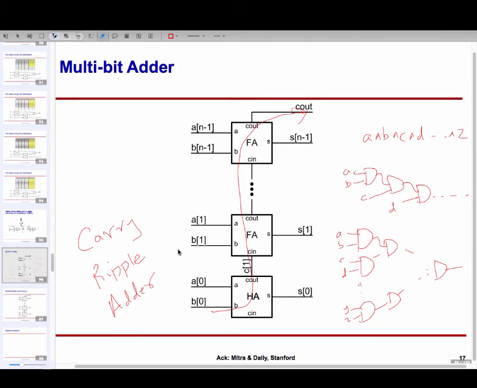Why do you think it's called carry ripple? It's rippling, propagating up, right? The carry starts from the least significant bit and ripples through the entire circuit. So that's why it's called carry ripple adder.